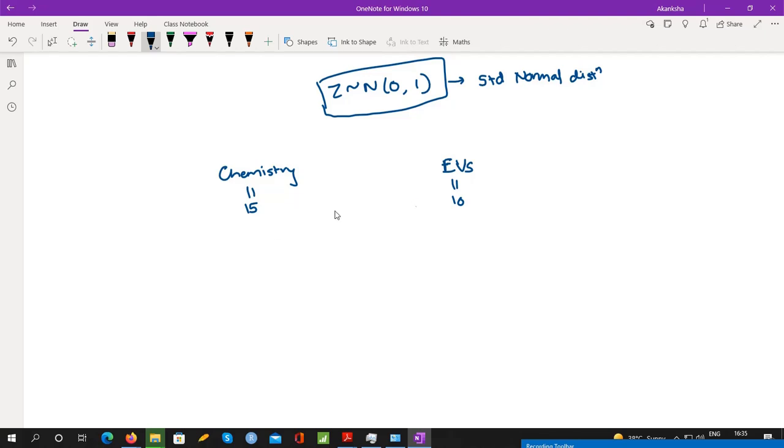Suppose there is a test in both the subjects. In chemistry, I have one student, let me call that student S1. Student S1 has scored 20 marks out of 30 in a chemistry test. Student S2 has scored, let's say, 32 marks out of 40 in an environmental science test. Assuming the two classes are more or less similar, I want to compare S1 and S2. I want to rank S1 and S2, to see if S1 has performed better or S2 has performed better.